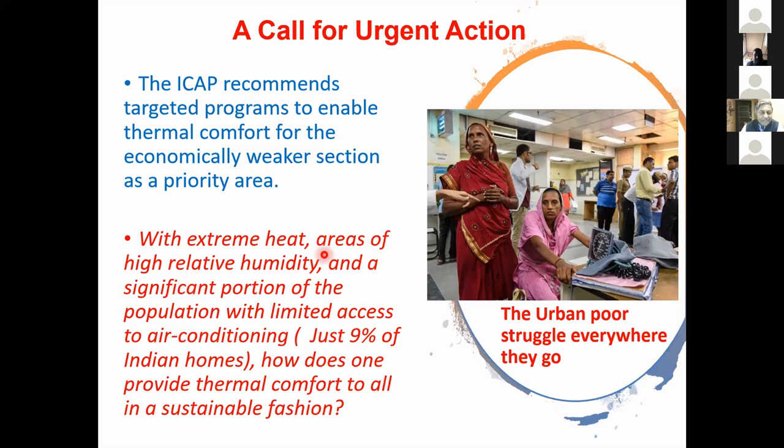With extreme heat, areas of high relative humidity, and a significant portion of the population with limited access to air conditioning, just 9% of Indian homes now. It will remain 9% because more homes, as Aditya Narayan Singh said, are being built, more and more homes, and more people will go for air conditioning, but it will still be 9-12% only. How does one provide thermal comfort to all in a sustainable fashion?